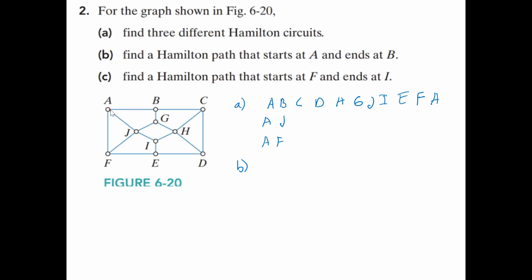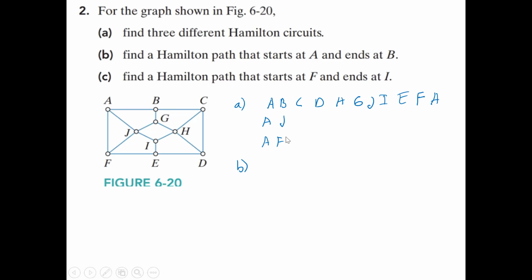Right, so we can go from A to J because we want to end at B, so we can't go to B. And so then we come down to F, and then to E, then to I, go back up to H. Ooh, that's not going to work because then I'll get stuck. So backtrack a little bit. Huh.